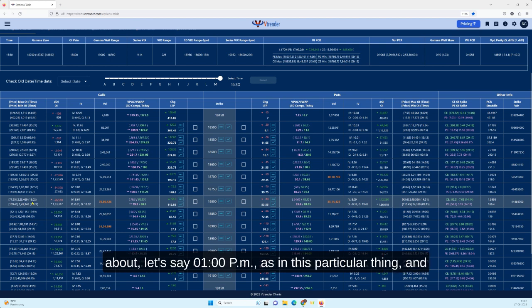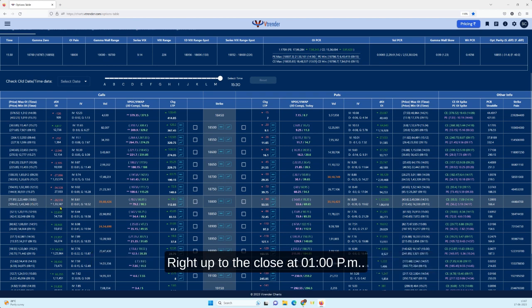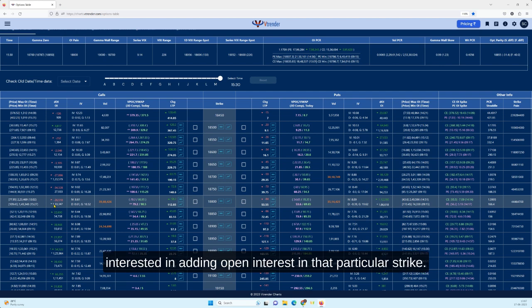as in this particular thing, and the market is now well below it, it tells you that there were about 100,000 contracts which came off from 1 p.m. right up to the close. So that tells you that open interest is leaving the call strike, and the market is no longer interested in adding open interest in that particular strike. So very useful if you are a deep options trader.